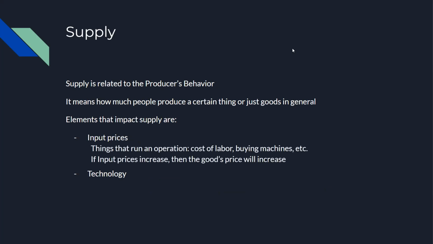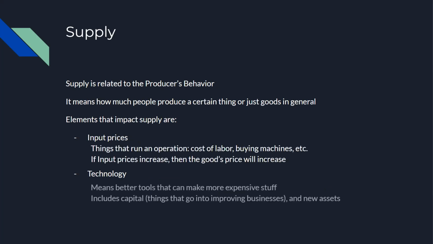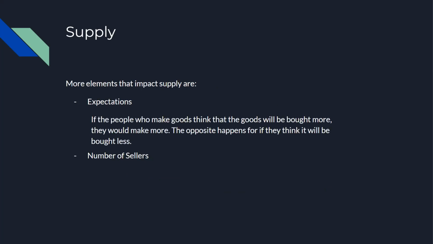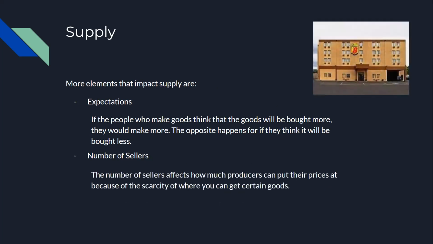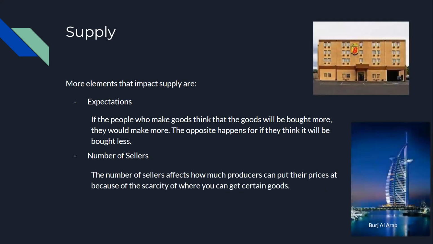Supply, we also talked about this. Input prices, this is the potatoes and potato chip. Technology, also the potato chip example, it's about manufacturing. Expectations is similar to the expectations of the other one. Number of sellers, obviously. Huh, I forgot why those pictures were there.